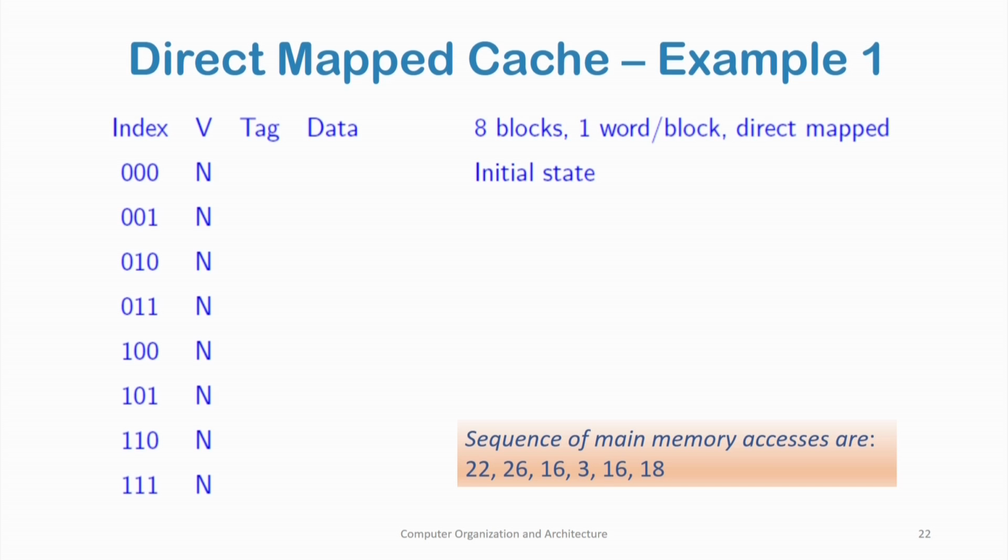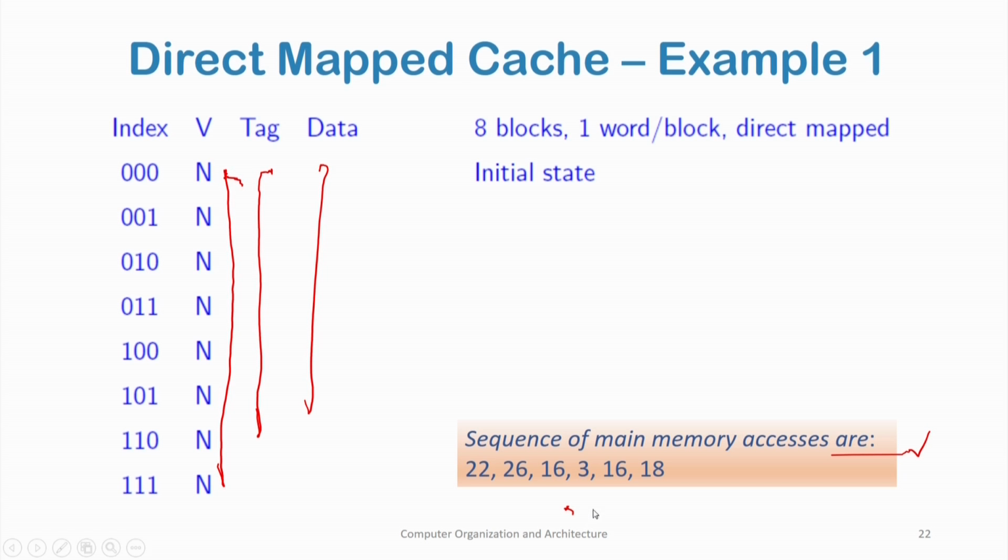Now, we take a very simple example of a direct mapped cache. For this cache, we only have 8 blocks or 8 lines in the cache. We have 1 word per block, so every word is a block. The initial state is all blank: all the valid bits are N, which means nothing has been accessed, and the tag and data fields are empty. Let us say we have the sequence of memory accesses 22, 26, 16, 3, 16, 18.